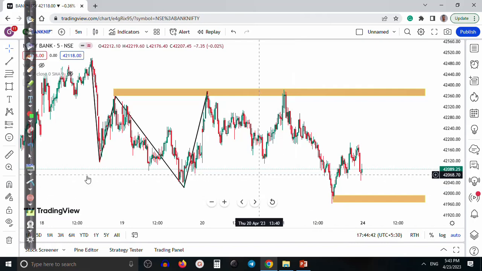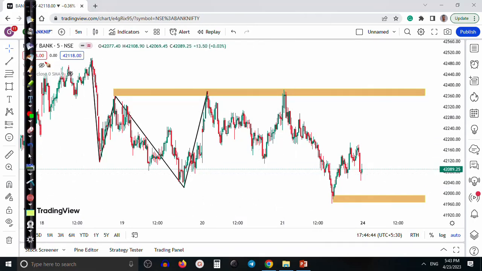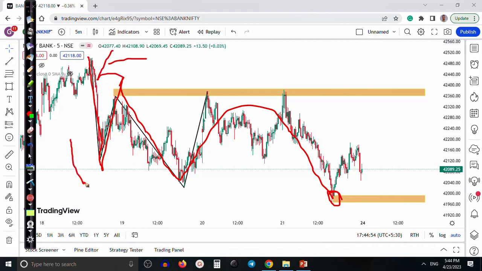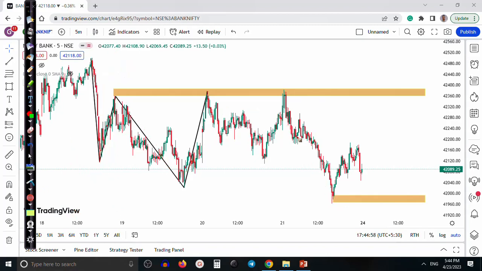So first, you can see according to the price action method, they are creating a lower low, a pullback, and then a lower low. And finally, again they're forming a lower low after giving a sharp move down from here to this area. So basically, we are looking for a buy after breaking this range.